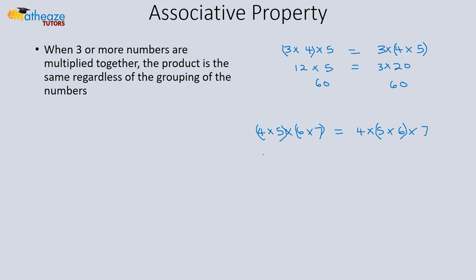4 times 5 gives us 20, times 6 times 7. 6 times 7 should give us 42. Now we have 4 times 30 times 7. 20 times 42 should give us 840. 4 times 30 is 120, times 7. This is going to give us 840. So we can see that this property rings true.